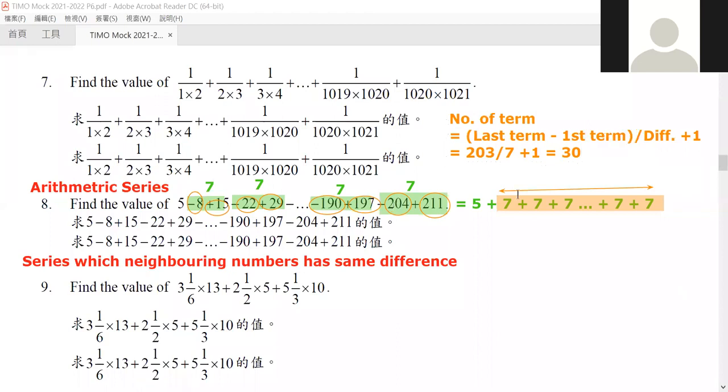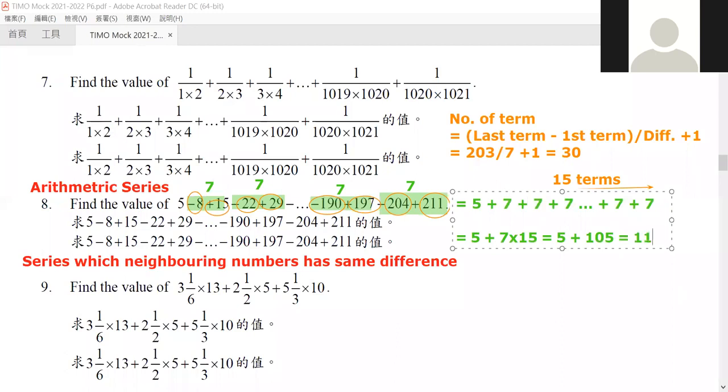Now, but it doesn't mean that it has 30 sevens in here. Instead, it has only 15 sevens. Why? Because we combine each two of these terms to form a 7. So there are only 15 sevens in here. So our answer to our question here is equal to 5 plus 7 times 15, or in other words, 5 plus 105, and hence it will be equal to 110.